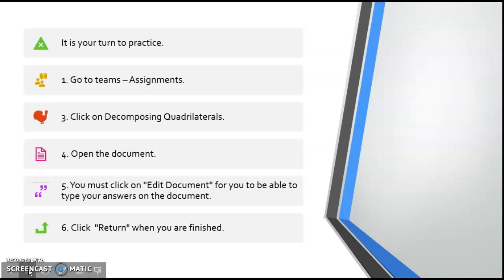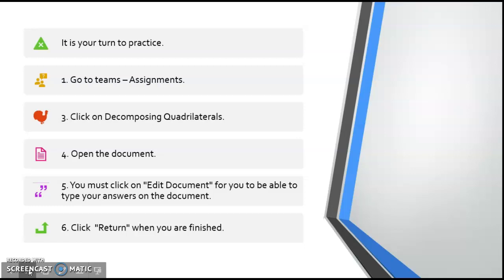You'll have two choices, Edit in Browser or Edit in Microsoft App. I choose Edit in Browser because it just stays right there on that page. It's easier. You can just type your answers into that document right there. Okay, you don't have to go anywhere else. When you're done with all of your answers, when you're finished, click the Return word, and it'll come back to me for me to give you your grade for the day.